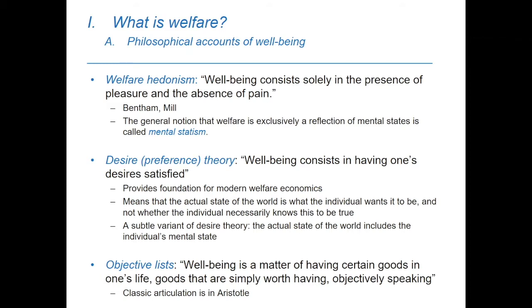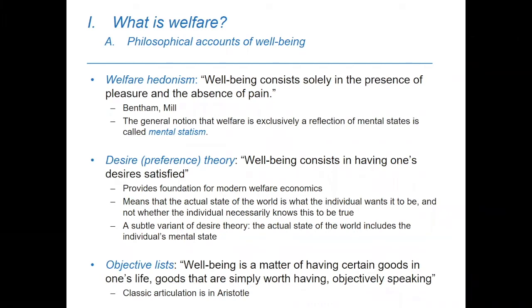By the way, the quotes on this slide are attributable to a philosopher named Shelly Kagan, and they're taken from a book on normative ethics. Within economics, welfare hedonism is commonly associated with the utilitarians, in particular Jeremy Bentham and John Stuart Mill. Bentham held that all pleasure is essentially homogeneous, and therefore greater well-being corresponds to having a larger quantity of pleasure.